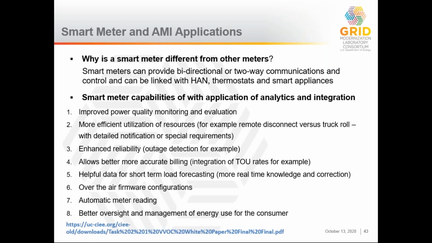smart meters, I have a joke at the moment, and I can't see people's faces, so I'm not sure if anyone will laugh.